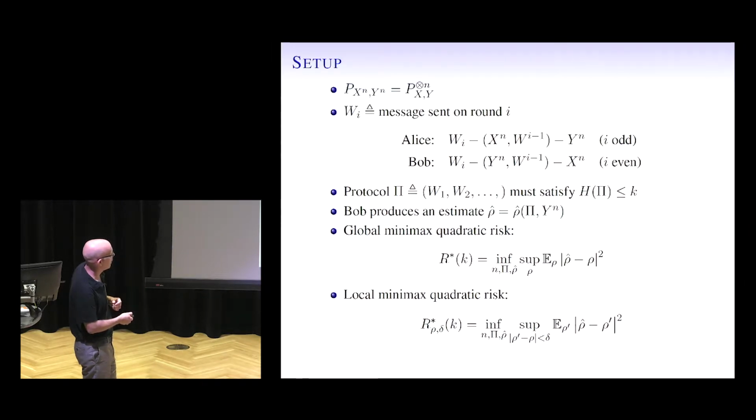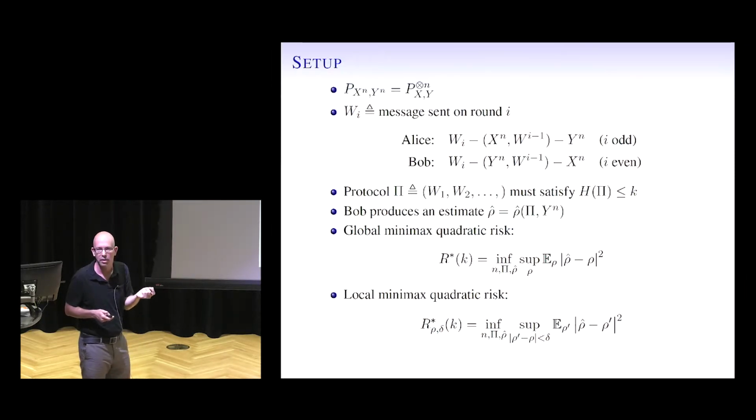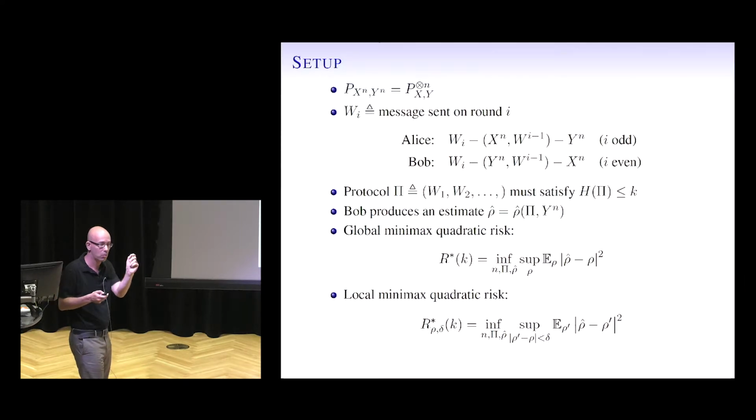The only difference is that here somebody's telling you in advance that rho lies in a certain delta interval around some specific rho. So the correlation is almost known. It's known to be very close to some specific rho, and you still want to know what the min-max risk for this specific interval is. So it's a local version of this. But we're mostly going to focus on R star.